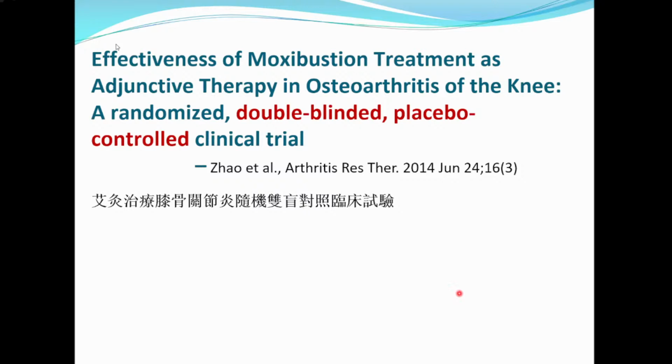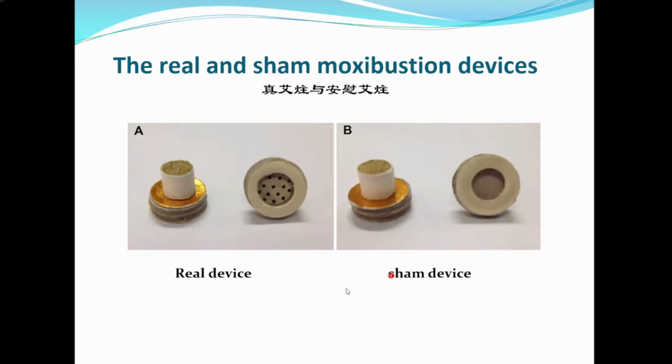Okay, another study I want to introduce to you is by Shanghai in China. They use a similar concept, also involving this team. They use moxibustion and conduct a double-blind placebo-controlled trial for knee arthritis. This was developed by Dr. Bai Xiaozao in the School of Acupuncture at the Beijing University of TCM. He developed the placebo moxa.